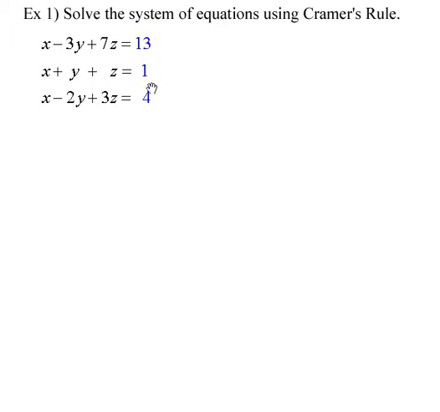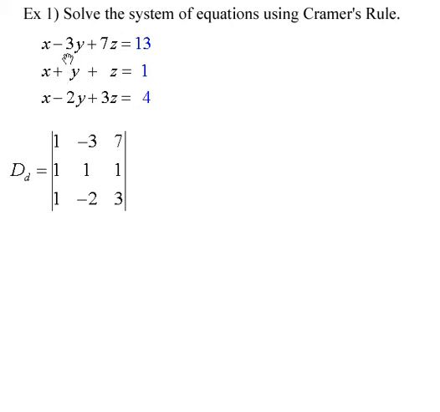And then the constants, again, I'm color coding because we're going to substitute them in certain columns in our matrices. For the denominator, we're going to take all the coefficients of x, which are 1, 1, and 1, and put them in the first column.